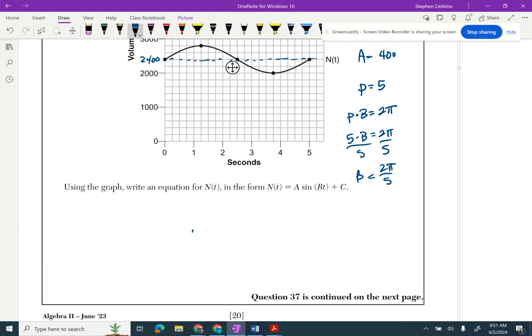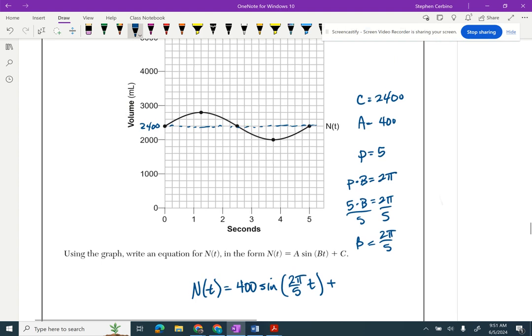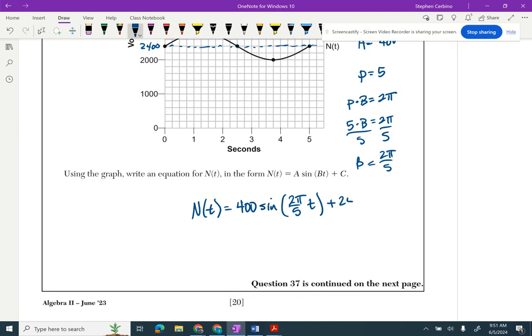So we can say N of T. Notice it's using T as your variable. Make sure you do that. The A value is 400. It tells us it's a sine function, even though we can see that from the graph. In the parentheses, we're going to put our frequency times T. Don't use X, use T. Plus our midline, which we said was 2400.